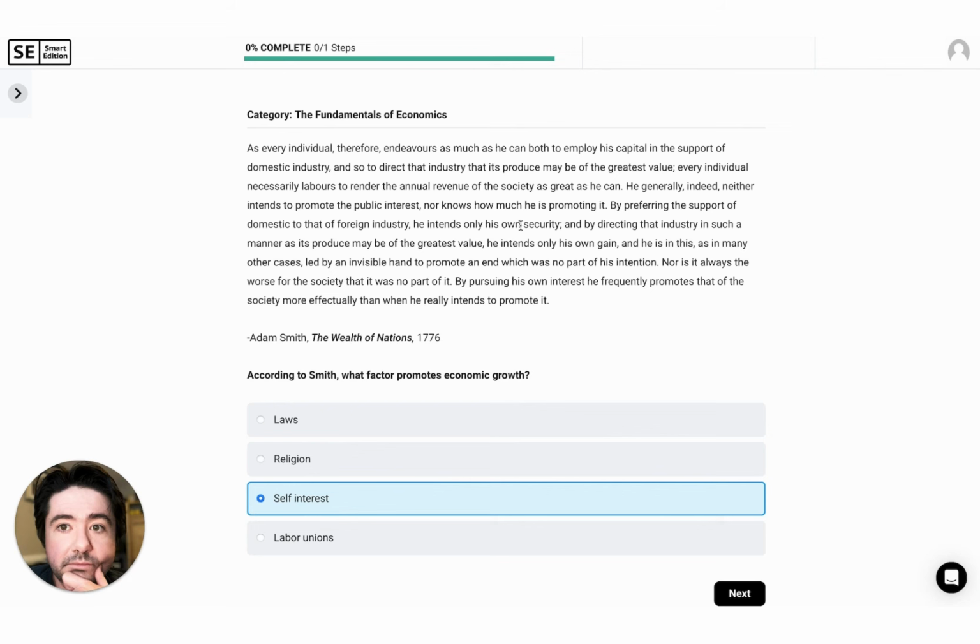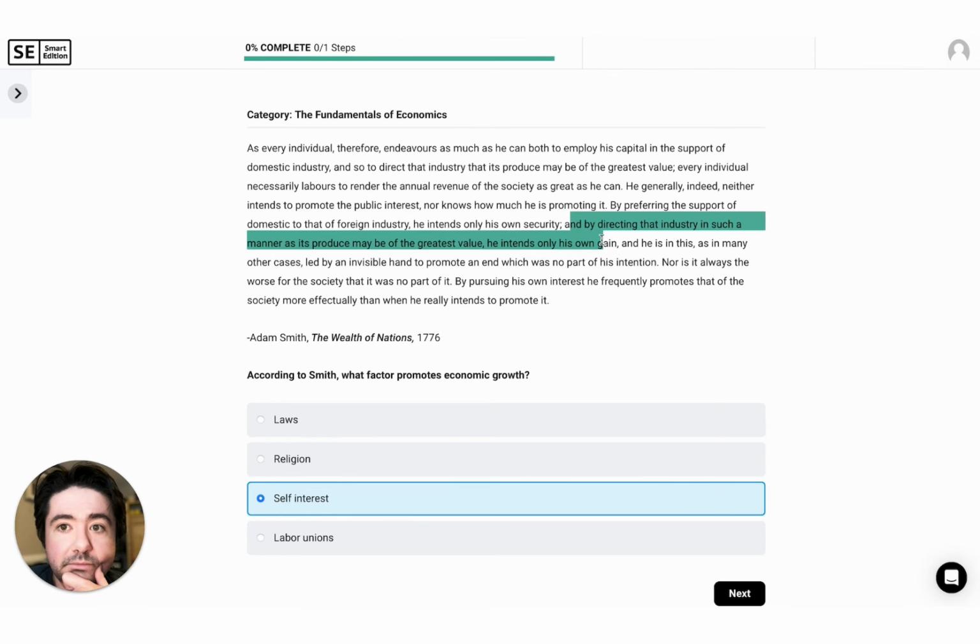Well, let's say you didn't know that, though. Let's see if we can find it in our text. Remember, if you don't know the answer, keep the key idea from each answer choice in the back of your mind and see if it shows up. Doing some light skimming. What Smith says is that he intends only his own security. What this means is that he, being a business owner, or someone just in the economy, is looking out for himself, looking out for number one, self-interest.